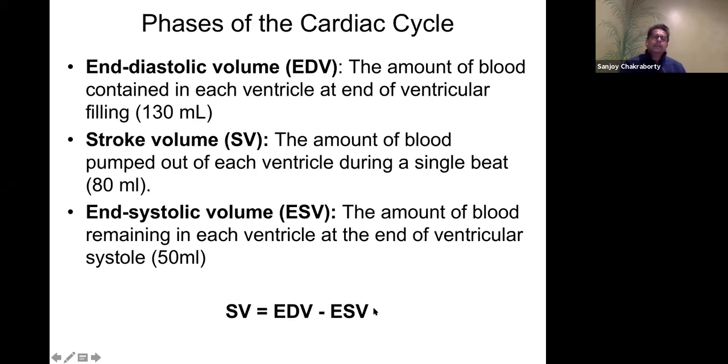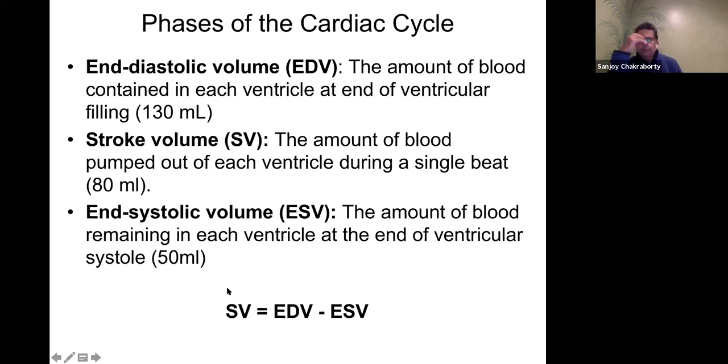In other words, let's say you earn some money, you earn $500 per week, you spend $400 per week, so you save $100. So you earn $500, which is EDV in this case, and then you save $100. That's the ESV, your savings. So how much did you already spend? 500 minus 100, 400 you spent. That's the amount that went into the aorta.